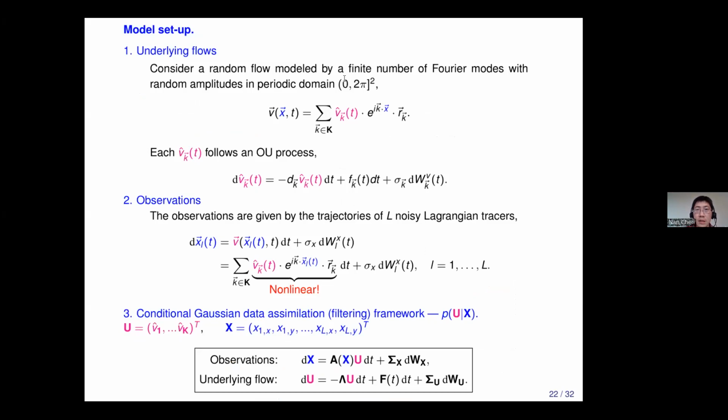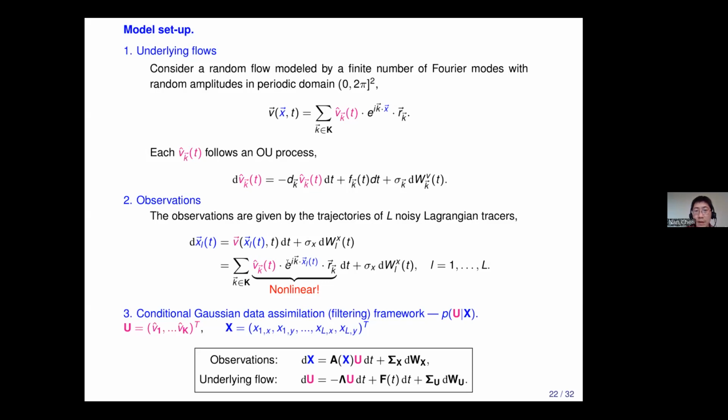So let's just consider a two-dimensional domain, 0 to 2 pi square. And the velocity field can be written as a Fourier summation. And this is a Fourier coefficients, basis, and eigenvectors. And now we use the previously developed OU process to describe each of the Fourier coefficients here, right? And the observation is very simple. It's just a trajectory of the tracers. So you use Newton's law, dx over dt equals v plus some noise.